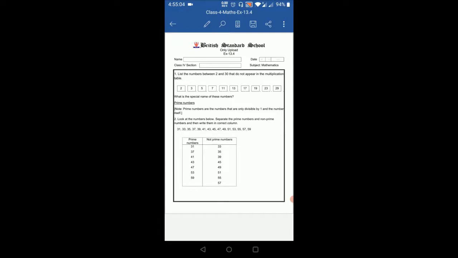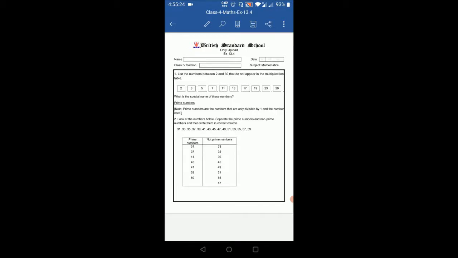So why don't we get these numbers in the multiplication table? Because we can only find these numbers by multiplying them with 1. So we can only get these numbers in their own times table. Like we can get 2 only in the 2 times table, 3 only in the 3 times table, but we cannot make these numbers by multiplying any other different numbers.